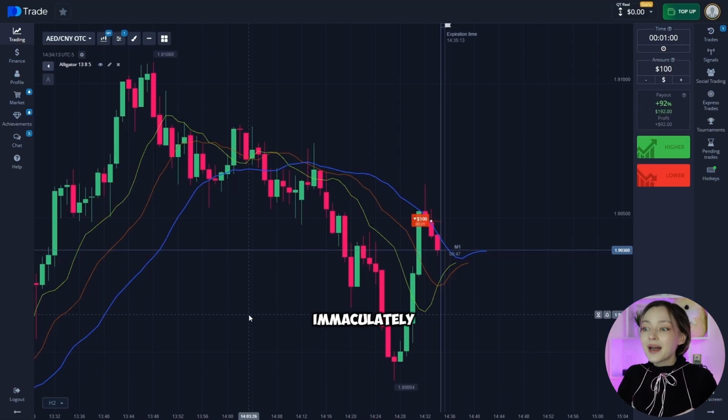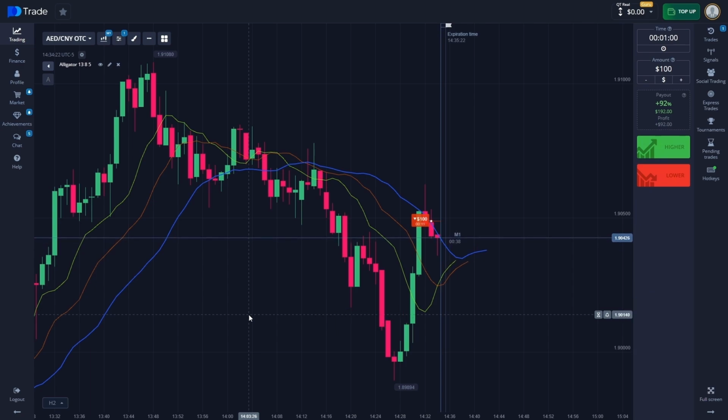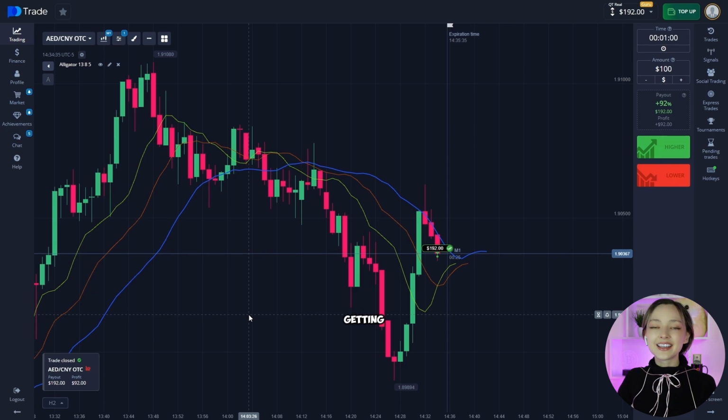And look how immaculately the indicator implemented this signal. Just look at this impulsive motion. I'm sure this trade will close in a confident profit. Let's see how it goes. As expected, we're getting the profit.